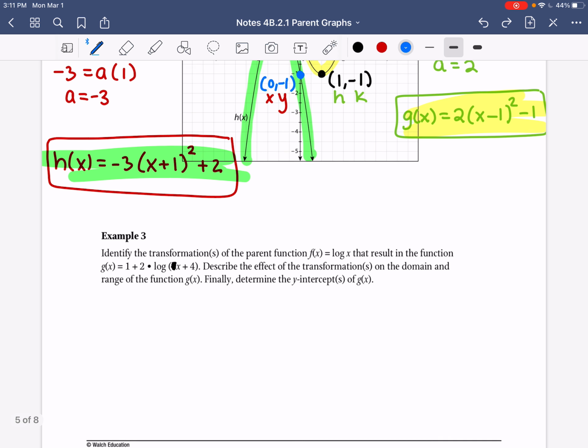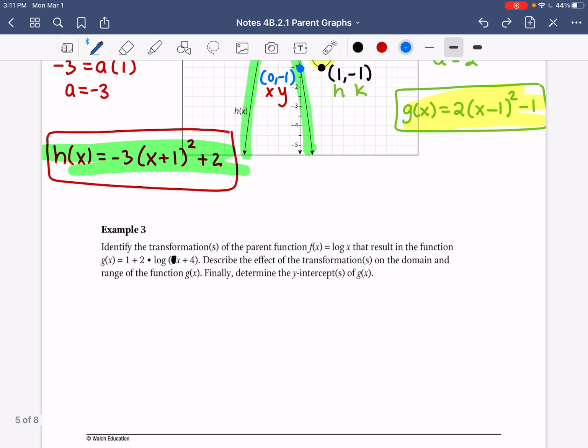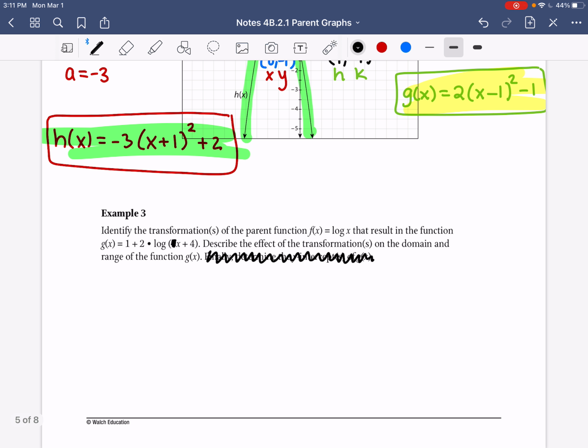All right, last example, number 3. It says identify the transformations to the parent function f of x equals log x that result in the function g of x equals 1 plus 2 times log of x plus 4. Describe the effect of the transformations on the domain and range. Finally determine the y-intercepts. We're not going to do the y-intercepts part though. We're just going to identify the transformations and then we'll give the domain and the range.